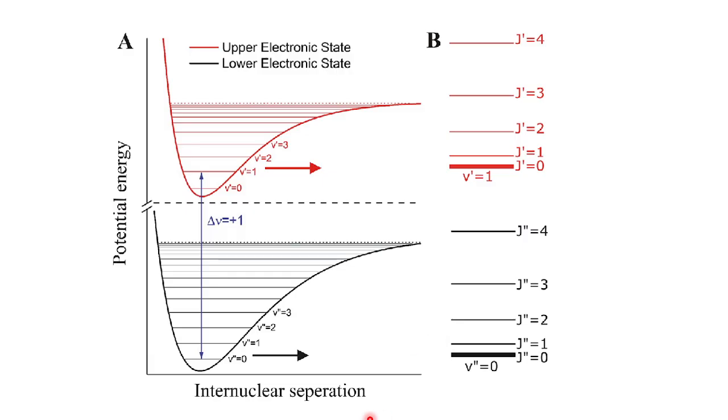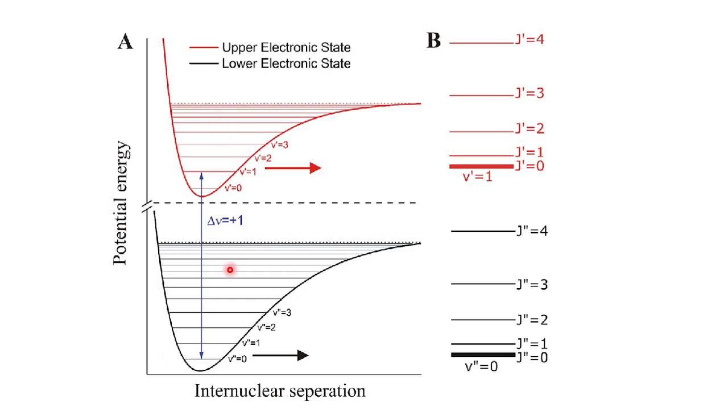So, this is the energy diagram. On the x-axis there is internuclear separation, and here it is potential energy. So, they are the different energy levels given by specific quantum numbers. This is the lower electronic state or ground electronic state, and this is the upper electronic state.